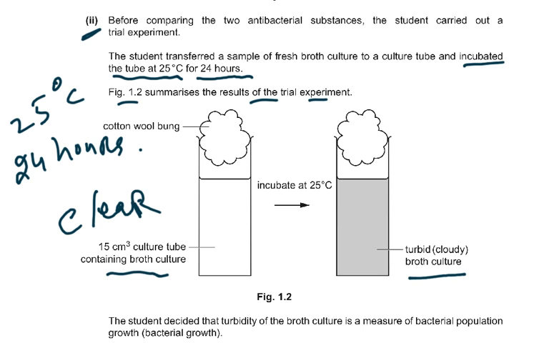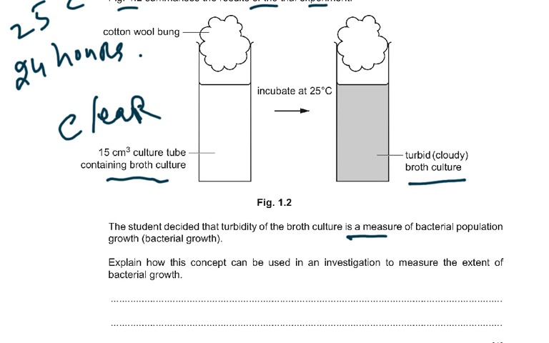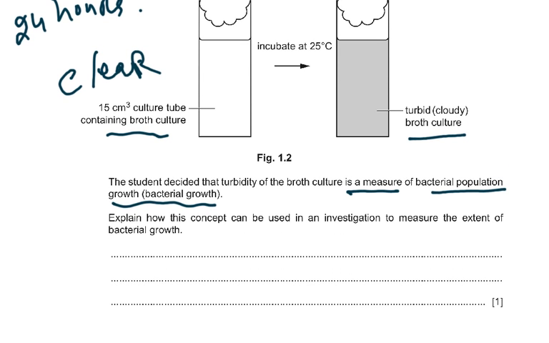It is not clear. The student decided that turbidity of the broth culture is a measure of bacterial population growth. So the more the growth, the more the turbidity. The more the growth, the more cloudy it becomes. Explain how this concept can be used in an investigation to measure the extent of bacterial growth. So how would you measure it? As the population or the growth of bacteria increases, the more turbid or the more cloudy it becomes. So somehow if we could measure the turbidity or the cloudiness by the human eye against a cross in the background, if we put a cross in the background and we looked at it, could we see the cross? Could we see the cross clearly? Could we see it dimly? Or we could use a turbidity meter, or we could use a color chart.